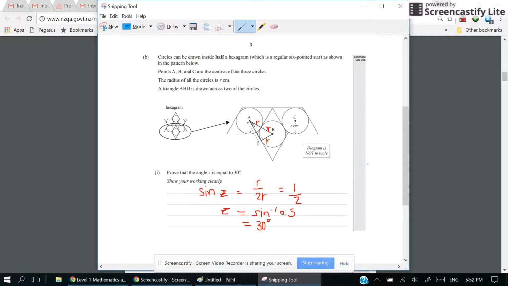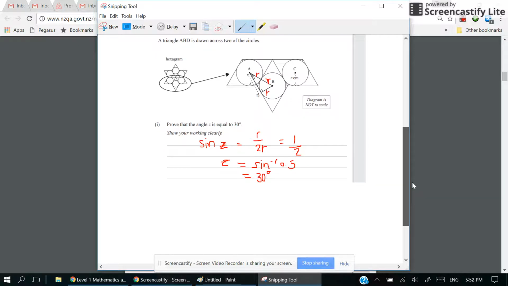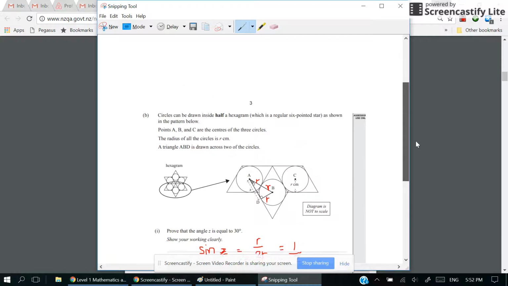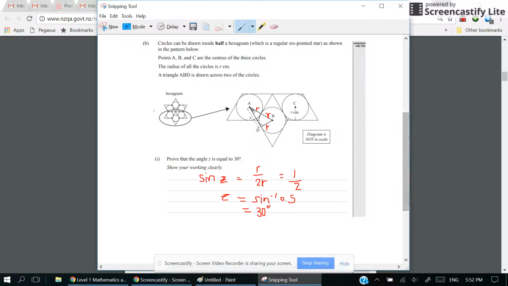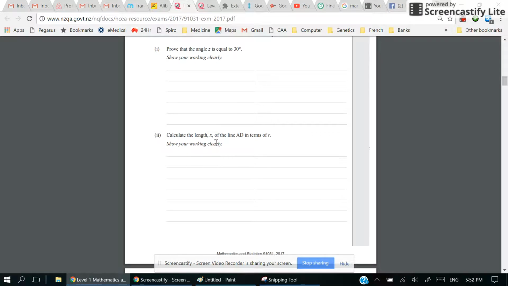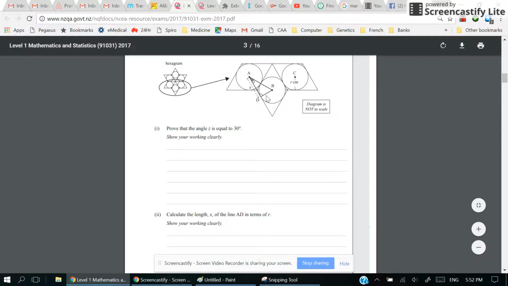That's very easy. There are other ways you can do this as well, but I think that's probably what they were hoping for you to get. And then the next question would be: calculate the length x of the line AD in terms of r. Calculate x, which is this, in terms of r.